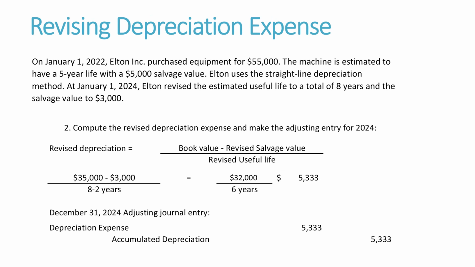So our revised depreciation expense is going to be the 35,000 minus the 3,000, and the remaining useful life is 8 minus 2, or 6. So to get the revised depreciation expense for the remaining years of the asset's life, we're going to take the 32,000 and divide it by 6. And that is going to give us the amount of annual depreciation that we want to charge in 2024 and going forward.